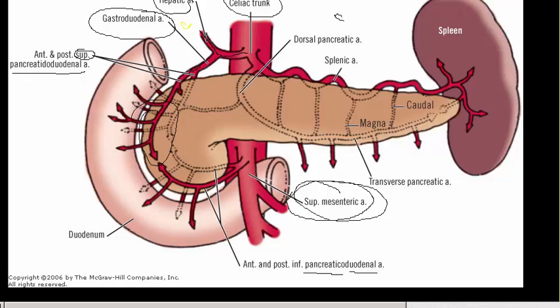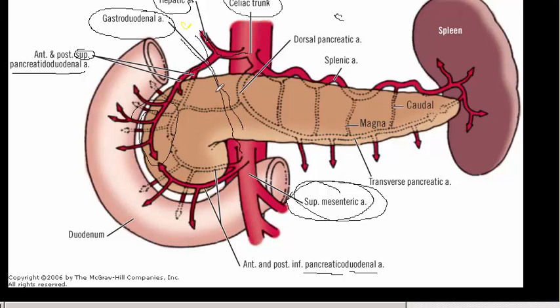In about 15 to 20% of cases, we have some normal anatomical variability. So this anatomical variability is that the hepatic artery will come from the superior mesenteric artery, not the celiac trunk, okay? So the hepatic artery will be a branch of the superior mesenteric artery. It will come like that, okay?